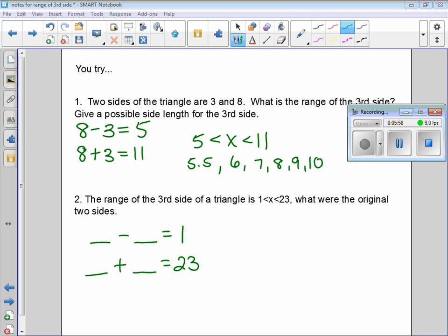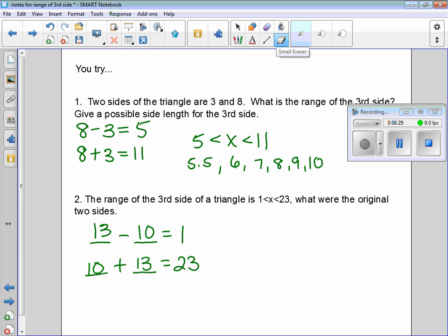So I'm going to look at the number 23 and think about the numbers that add up to that. So if I start with 10 and 13, and I plug them in to the subtraction problem, biggest one first, so let me switch those around. Ten plus 13 is 23, but 13 minus 10 is not 1. So we need to try something else.